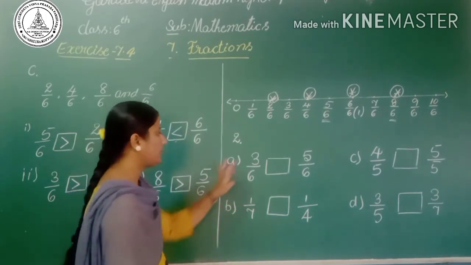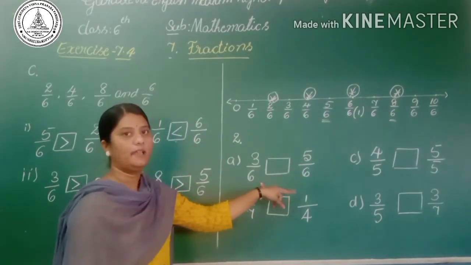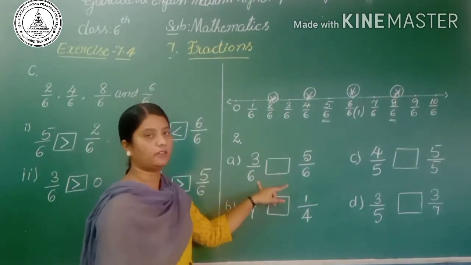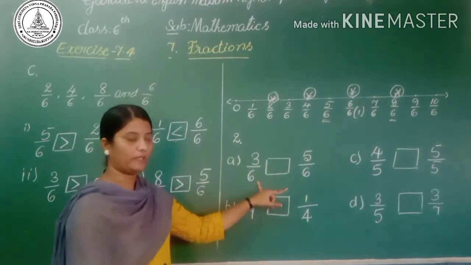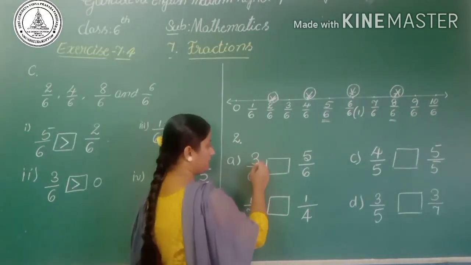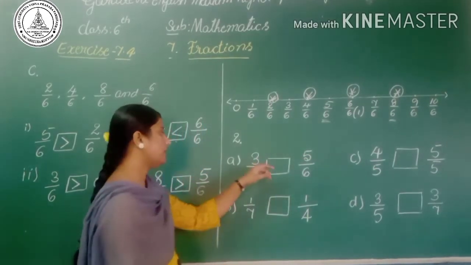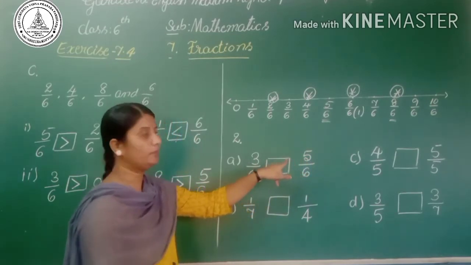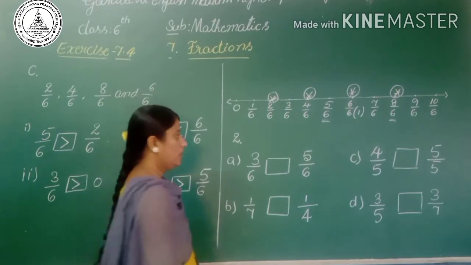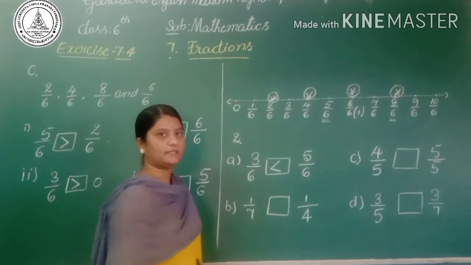Yes. First fraction is 3 by 6 and 5 by 6. Yes. These two fractions are like fractions. So in like fractions, the fraction having the greater numerator is the greater fraction. In 3 by 6, 3 is the numerator, here 5 is the numerator. Comparing these two numerators, 5 is the greater numerator, so it is the greater fraction. Okay, 3 by 6 is less than 5 by 6.